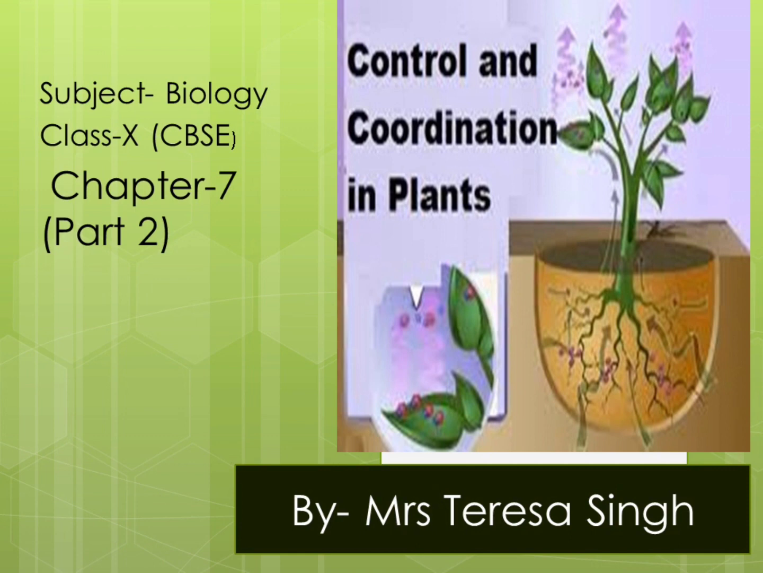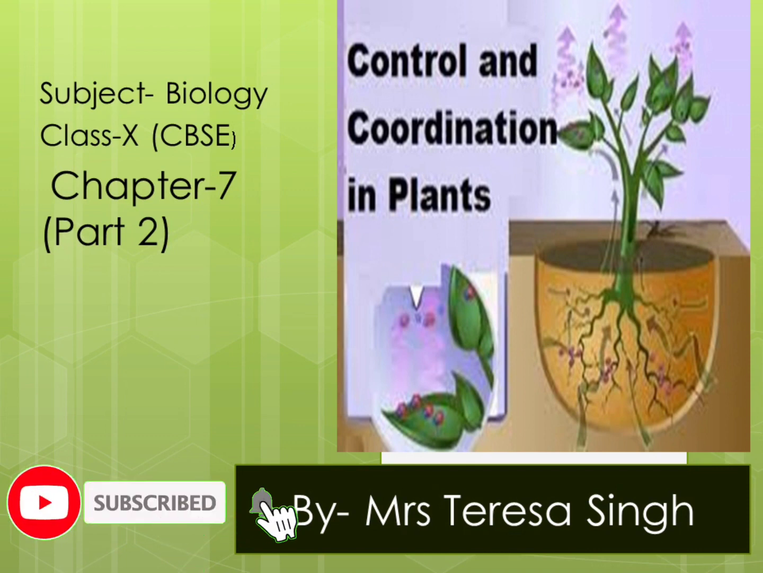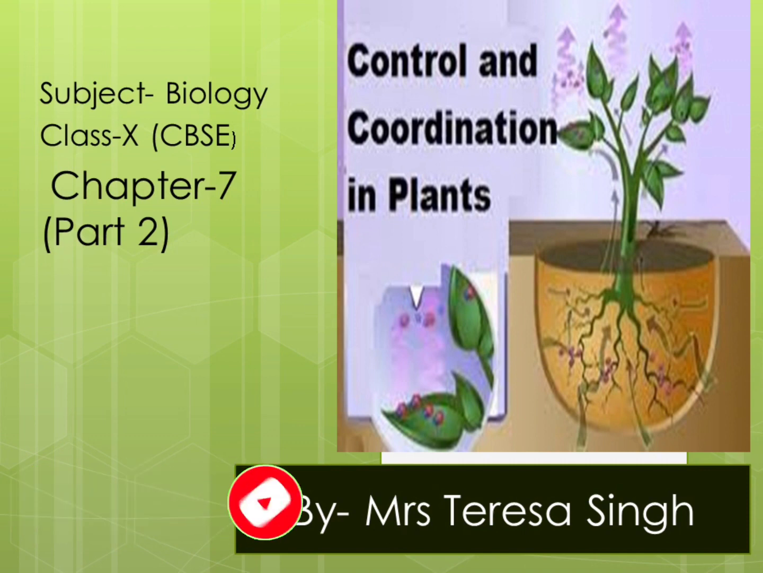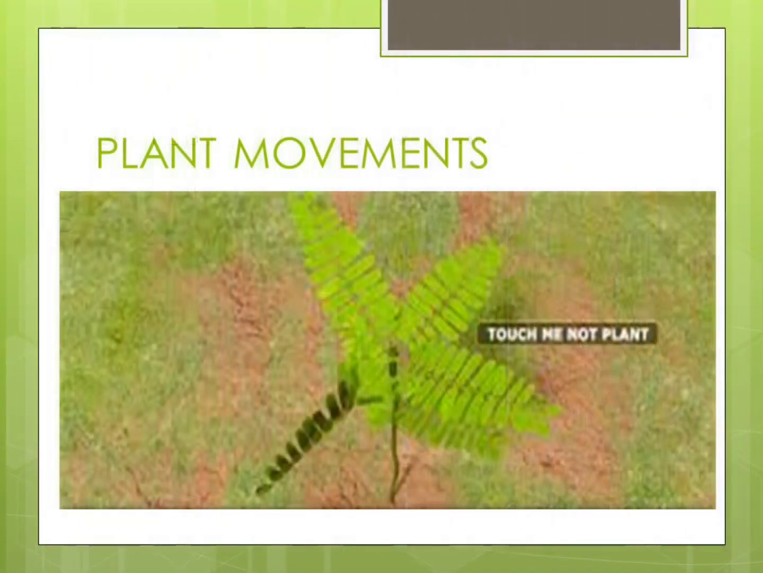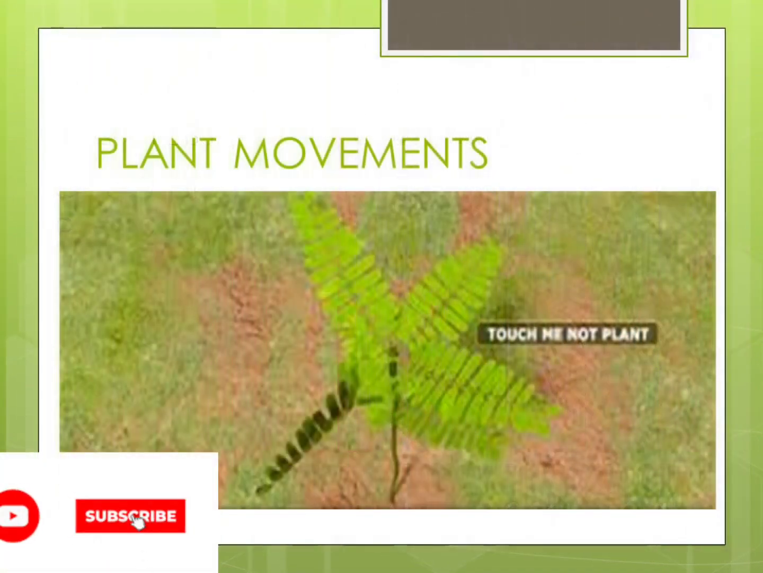Plants do not have nervous system or muscle tissue like animals, but they still show movement and response. Then how does a plant control itself? This is because they use chemical means to convey information from one cell to another. So let's study how movement takes place in plants.